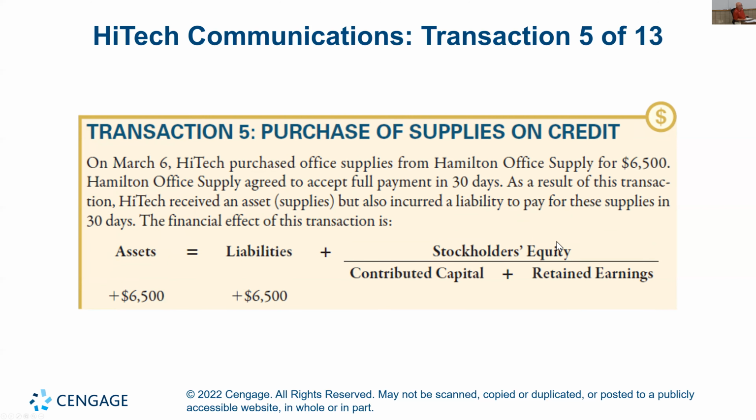So here we purchased some office supplies for $6,500 and we agreed to pay later. Okay. Anytime we agree to pay later, that means we owe somebody. So we're going to have a liability formed. The supplies were assets. Okay, our amount was $6,500. We increased our supplies, our assets by $6,500, and we increased what we owed or our liabilities by $6,500.